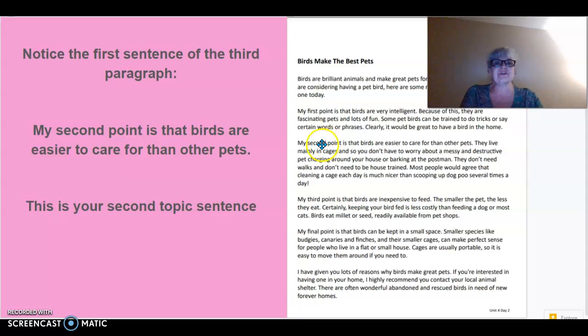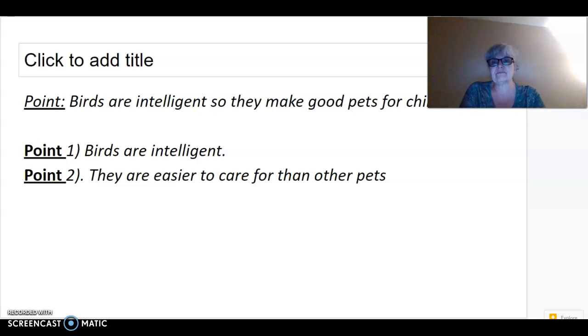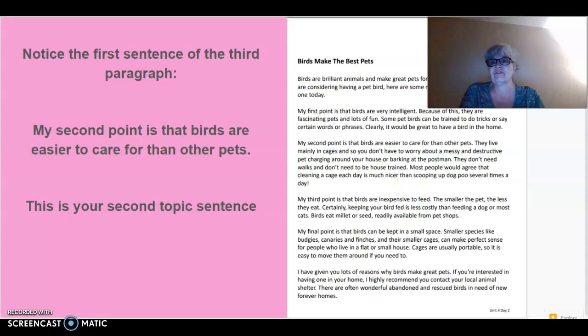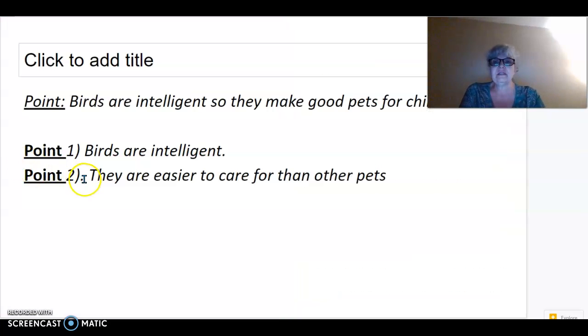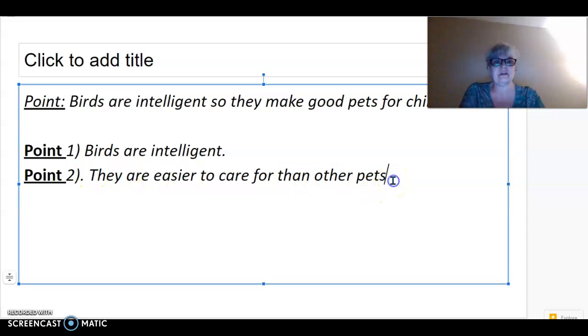Notice the first sentence of the next paragraph. This is your third paragraph, and it says, my second point is that birds are easier to care for than other pets. This is your second topic sentence. You're going to add it to your skeleton here: Point 2, they are easier to care for than other pets. Notice that I don't rewrite the entire sentence. I simply put it in a form that I can understand and write it quickly.